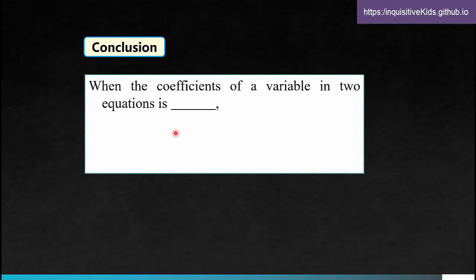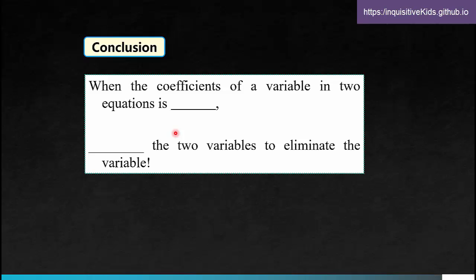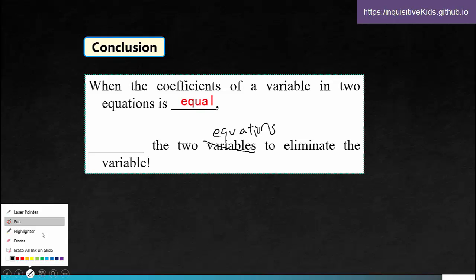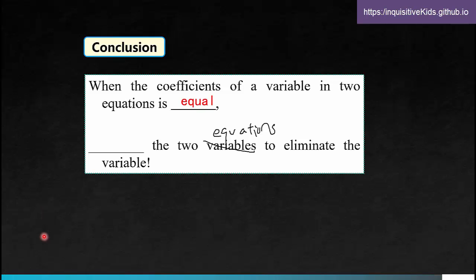Conclusion. When the coefficients of a variable in two equations are equal, what do you have to do to eliminate the variable? You should subtract the two equations to eliminate the variable. So if the coefficients are equal, like 2x or 8y, you subtract the two equations in order to eliminate the variable.